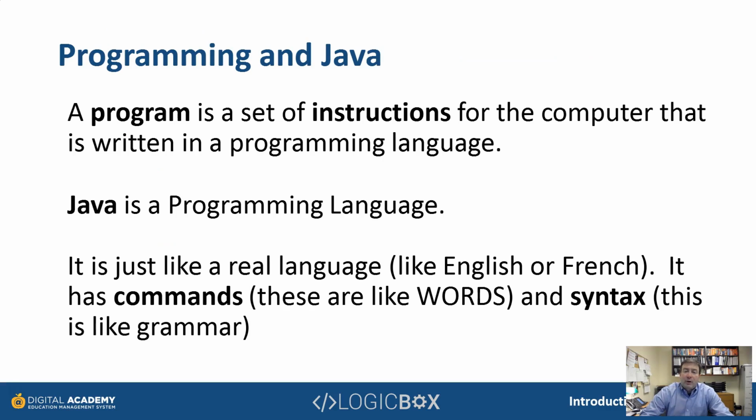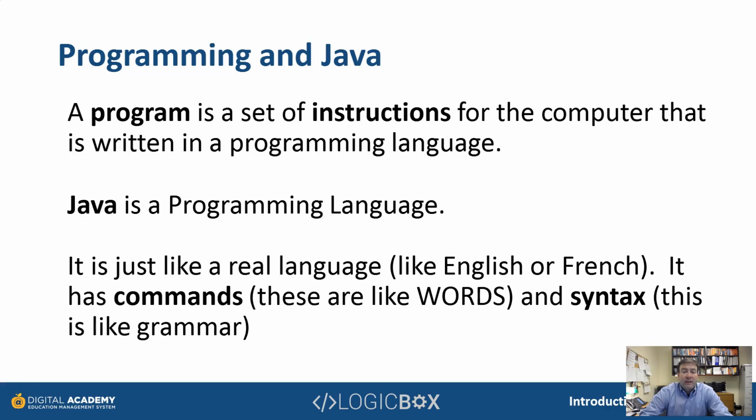A program is a set of instructions for the computer that is written in a programming language. Java is a programming language. It's just like any other language, such as English or French. If you were to try to learn French, you would need to memorize all of the words. You would also need to know the grammar. For example, in English, all sentences must end with a period. Sentences start with a capital letter. Those are the grammar rules.